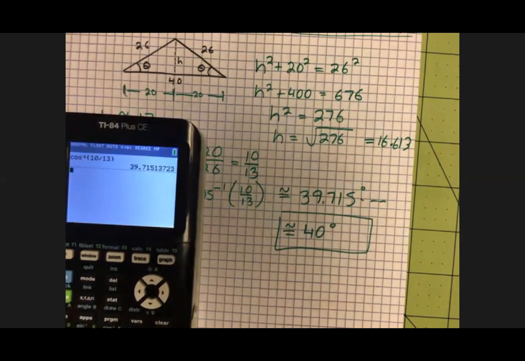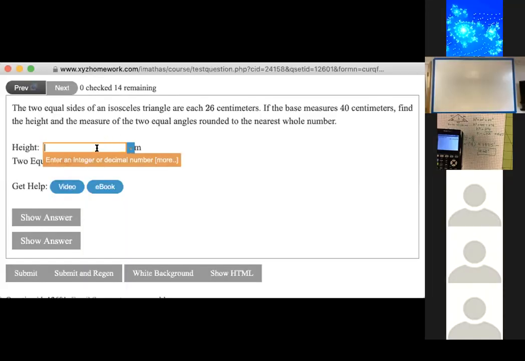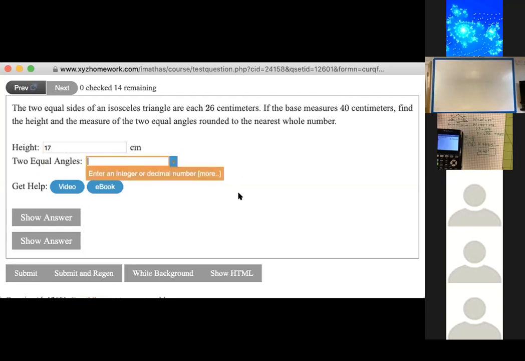So let me go back to the problem. Let's just pretend we answer it. Centimeters, height. What did we say? 17. And equal angles, the two angles here were both 40 to the nearest degree. And so do we like that? I guess he likes it. Okay, he had a little degree symbol out here. I don't type in a degree symbol.